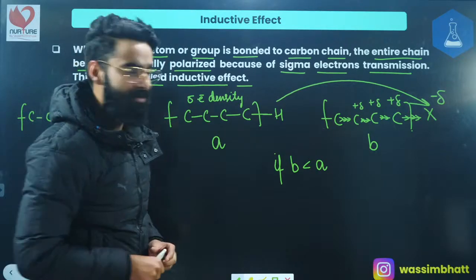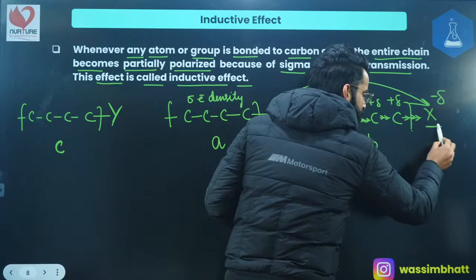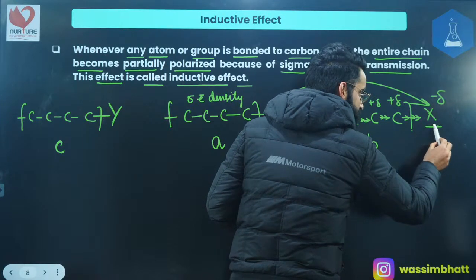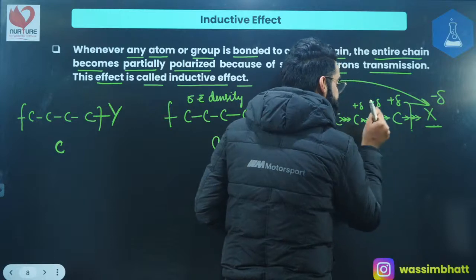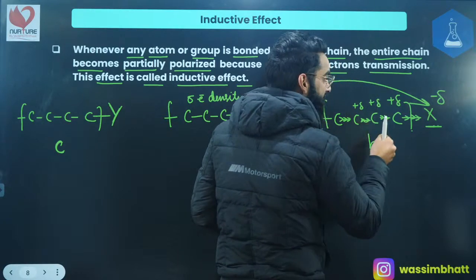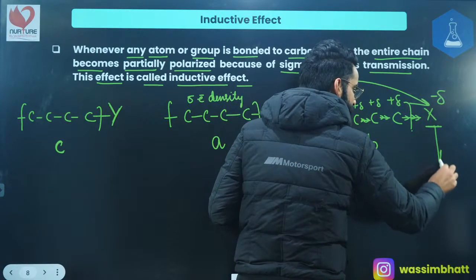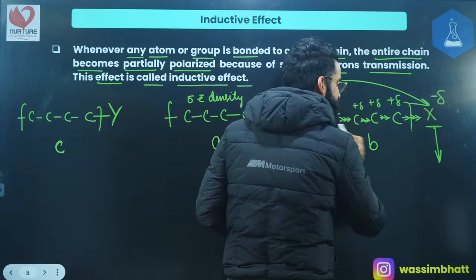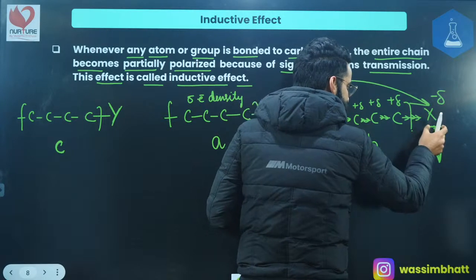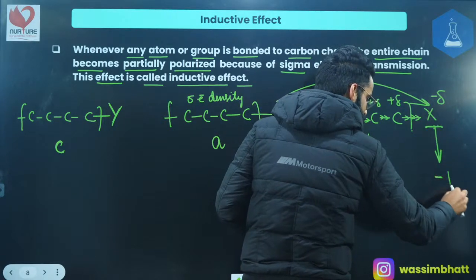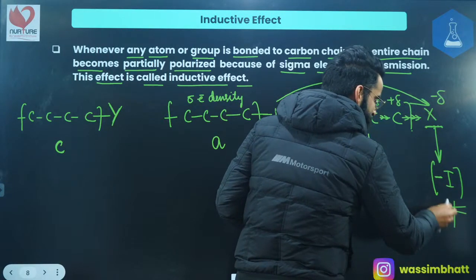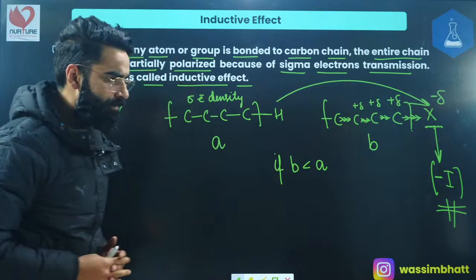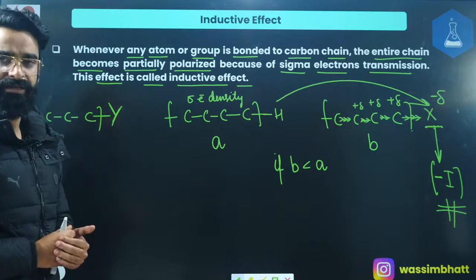And do remember, that atom or group of atoms which drags the electron density from the chain, which decreases the sigma electron density in the chain, we say this atom or group of atoms shows a minus I effect. It decreases the sigma electron density in the chain. This was the first case.